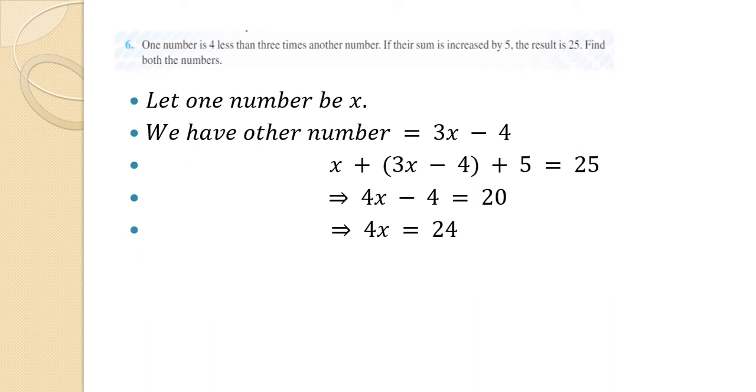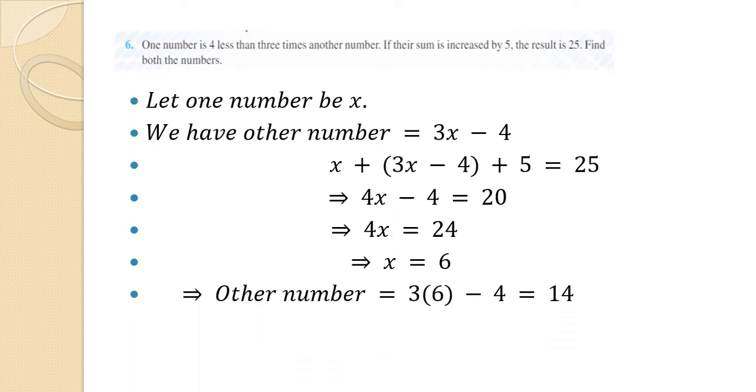I will shift the minus 4 to the other side of the equation, I get 24. That is 4x is equal to 24. So x will be equal to 24 divided by 4, that is equal to 6. So one of the numbers will be 6. Let us find the other number, that is, I will substitute x in the expression 3x minus 4. So 3 into 6 minus 4 will give me 14.